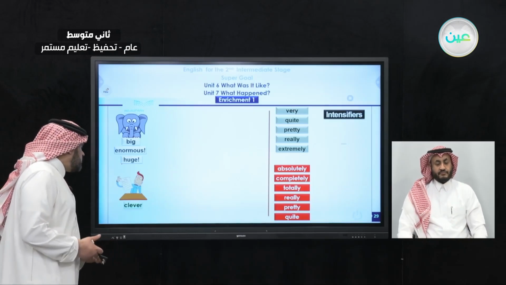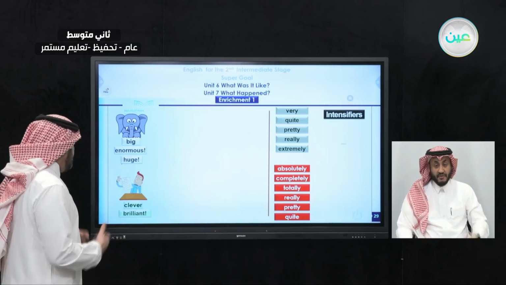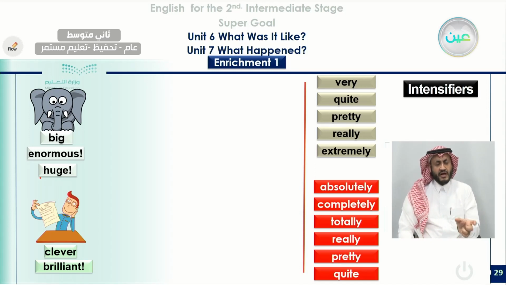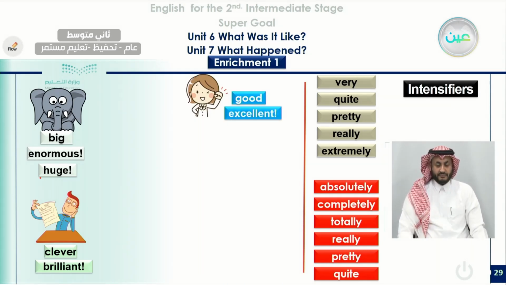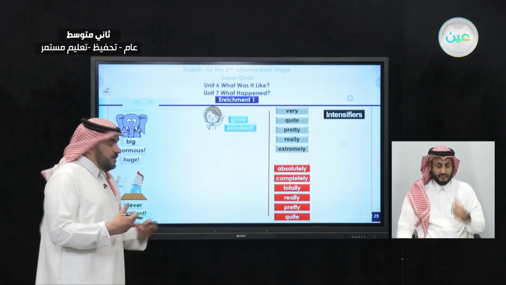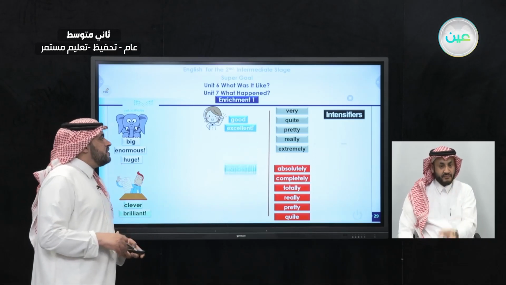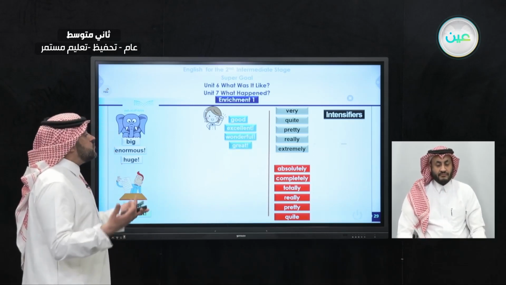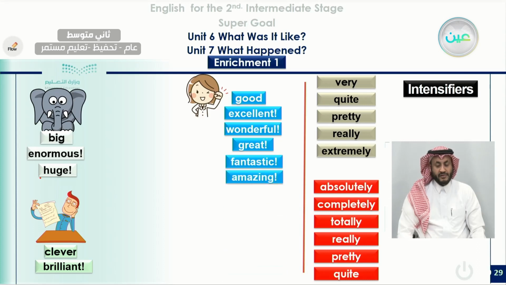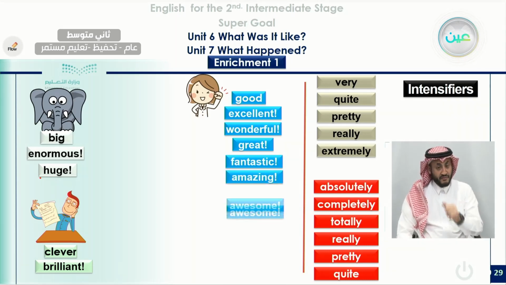The same we do with clever. We can say he is very clever, but we cannot say very with brilliant. Okay, brilliant is a strong adjective, so we don't need to add any intensifier. There are actually some intensifiers, but not very. Other ones, you have them in the list here, and if you want to learn more, you can go to Unit 7 to the grammar section. Good also, you can say very good, but you cannot use very with excellent and wonderful. Okay, also with great, you cannot use very. Fantastic, amazing, you cannot use very here.